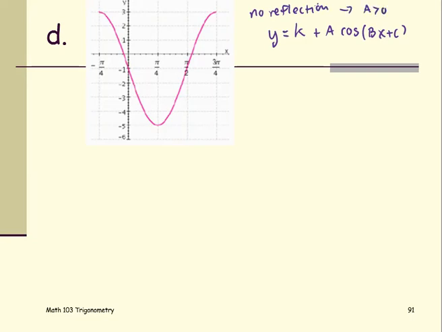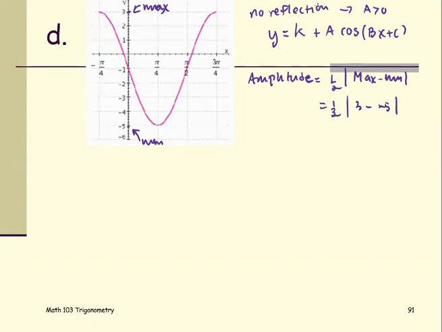Therefore, a is positive. A is used to compute the amplitude. The amplitude for the graph is 1/2 multiplied by the absolute value of the max minus the minimum value. The maximum is the value 3, and the minimum is the value -5. So it's 1/2 times the absolute value of 3 minus -5, and it comes out to be 4. That means the absolute value of a equals 4. A is positive, therefore a equals 4.